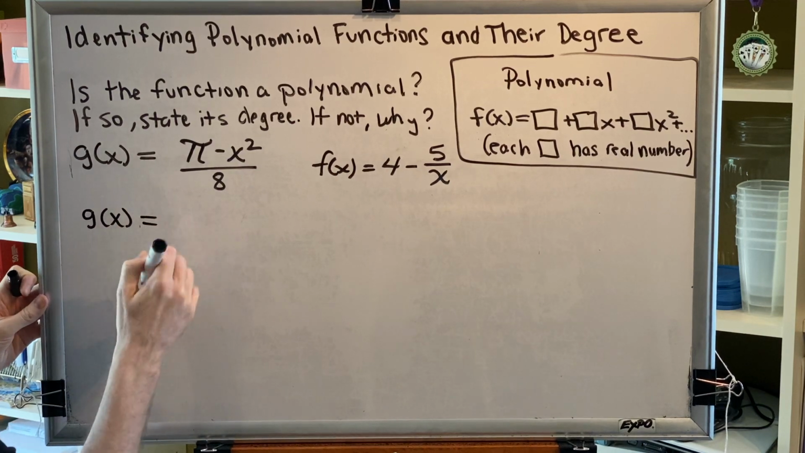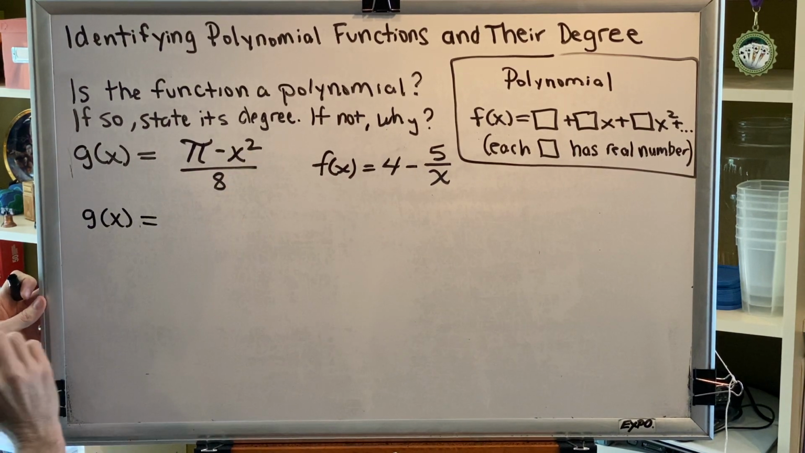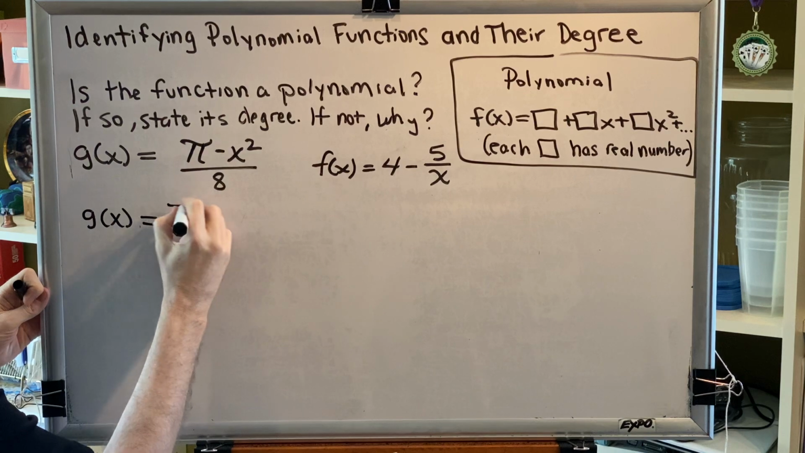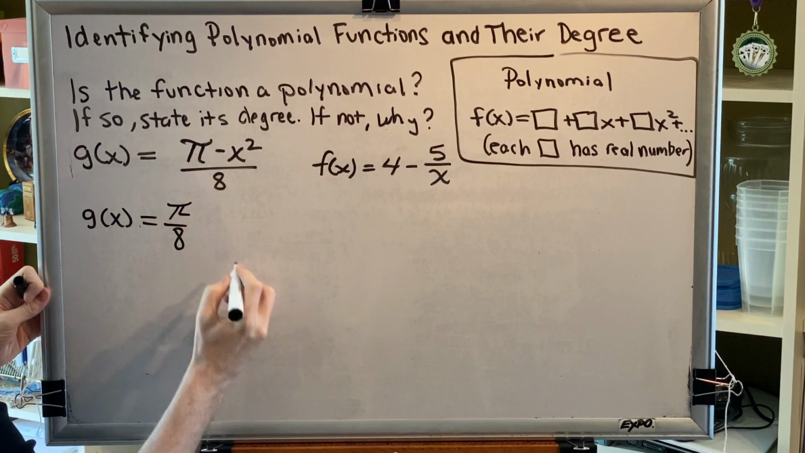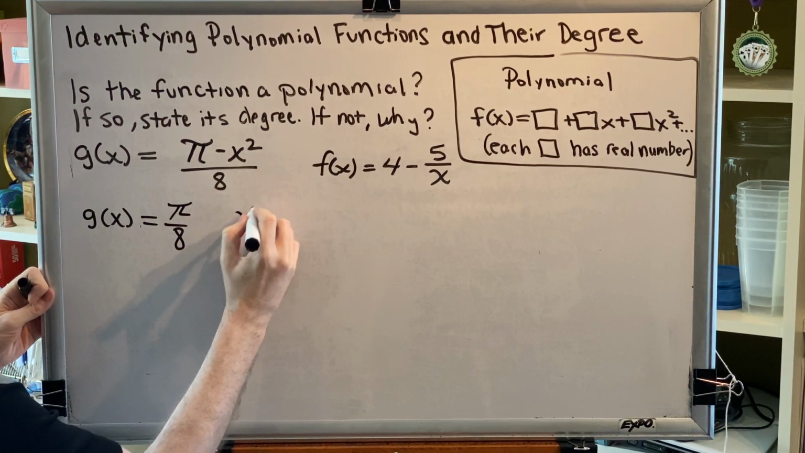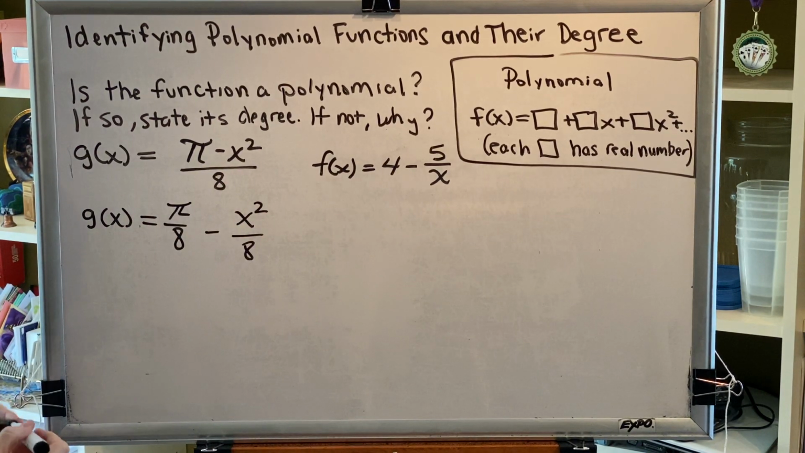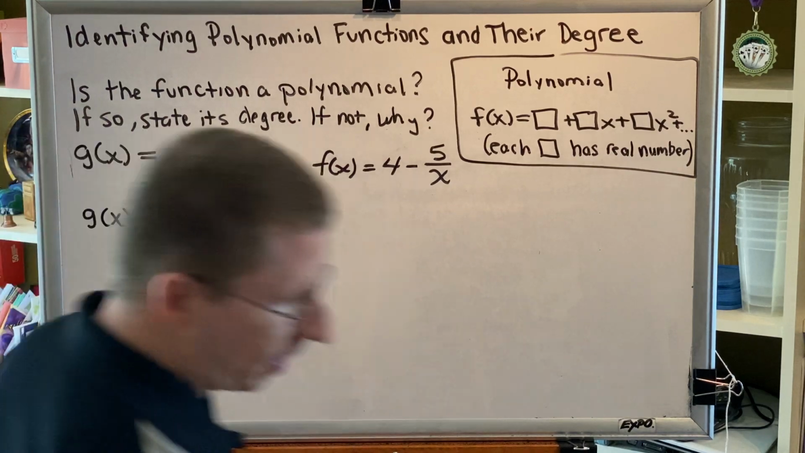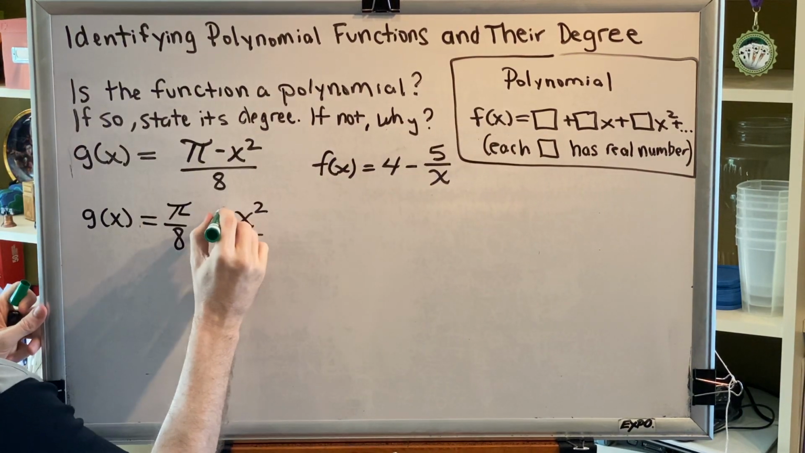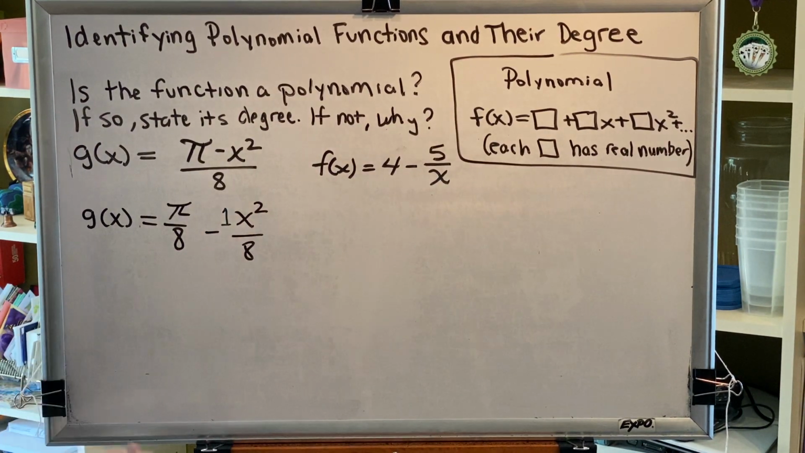We're going to perform the division. We're going to divide each part of the numerator by the denominator. So the first piece is going to be pi over 8. The second piece is going to be x squared divided by 8. And this minus sign will come in between our two fractions. Now the coefficient of this x is 1. This is the same thing as a 1x squared.